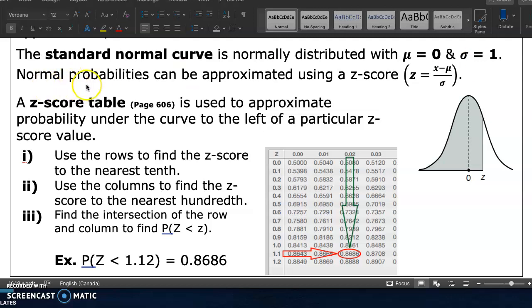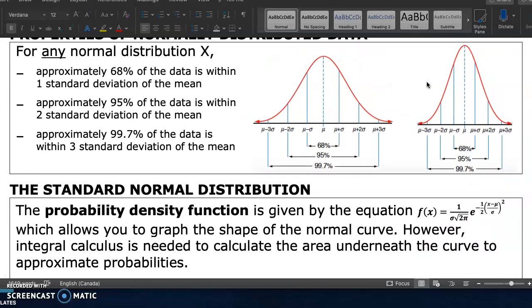So normal probabilities can be approximated using a z-score. Let's look at this right here. We said that these in some ways are the same, even though their shape is not exactly the same, the kurtosis. So if you look at a point right here between the mean and the mean plus a standard deviation to the right, it would approximately have the same area underneath the curve to the left, if we consider that the area underneath the curve is equal to 1 in each graph.